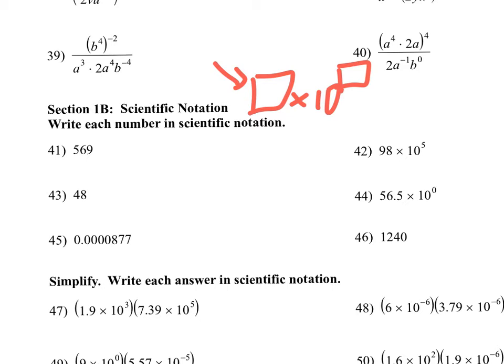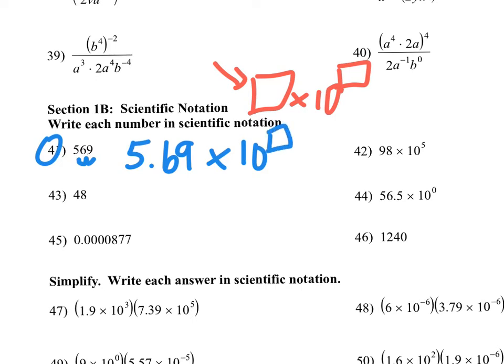So we're going to look at 41 here. I have 569. Now the decimal point is after the 9. We're going to write it in scientific notation, so I'm actually going to move it 2 places to the left. I'm going to write it as 5.69. So any non-zero digits you need to keep. Okay, and then it's times 10, and we got to figure out the power up here.